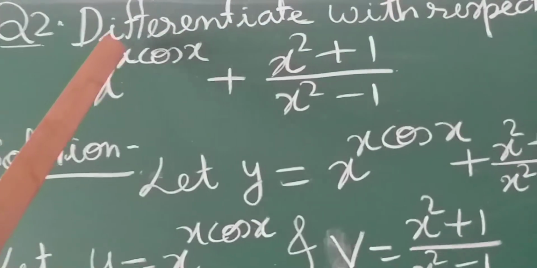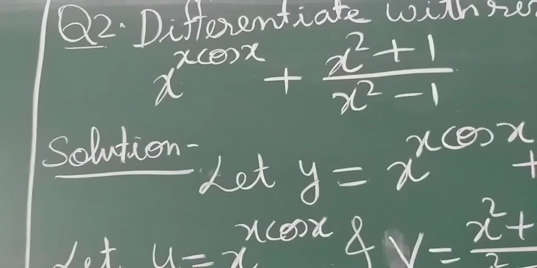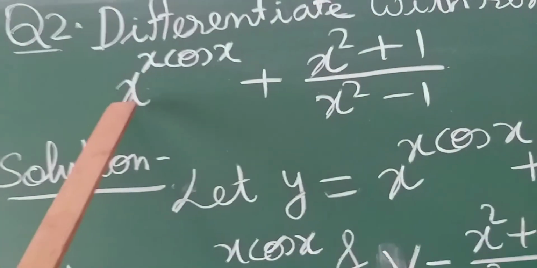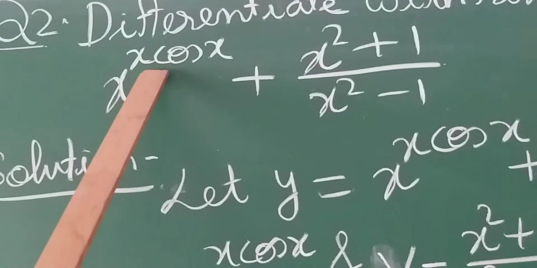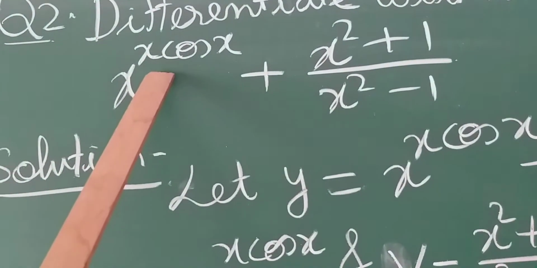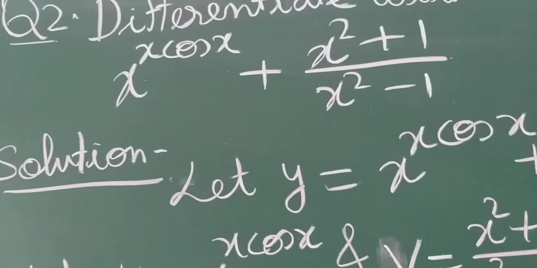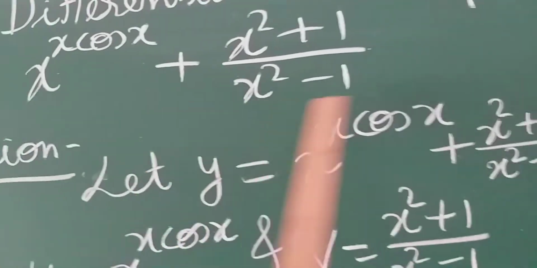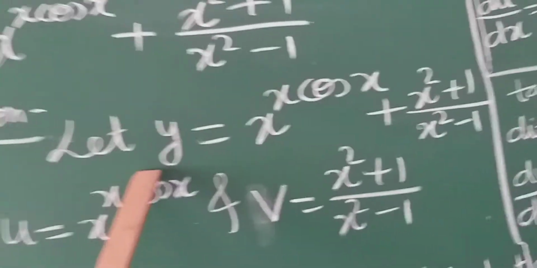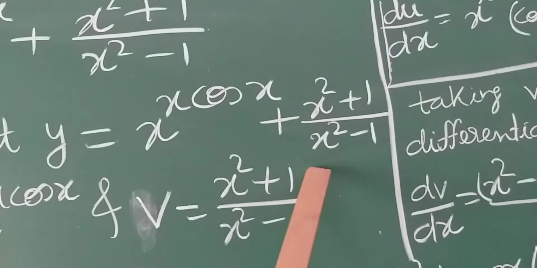So when this kind of question will be there, then we have to use log first to simplify it. So remember, when variable to the power variable, in this case we have to simplify first by using log. Okay students, so let's suppose the whole question equals y equals x to the power x cos x plus x square plus 1 upon x square minus 1.